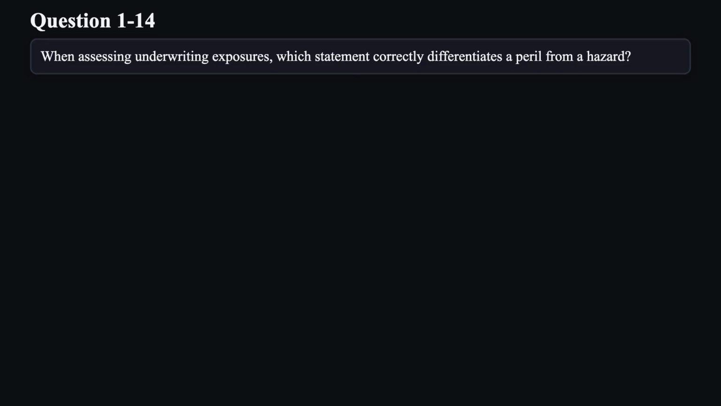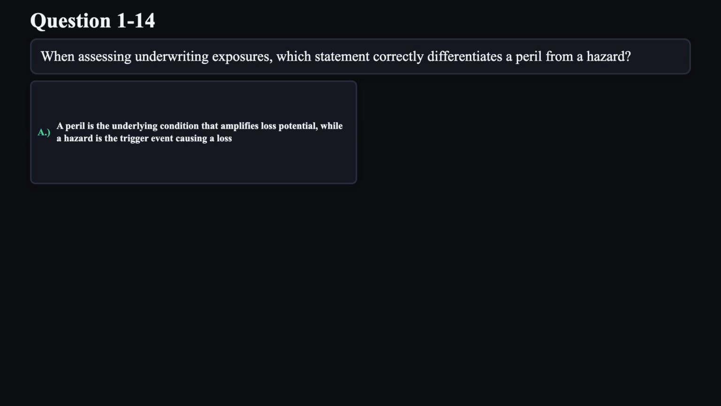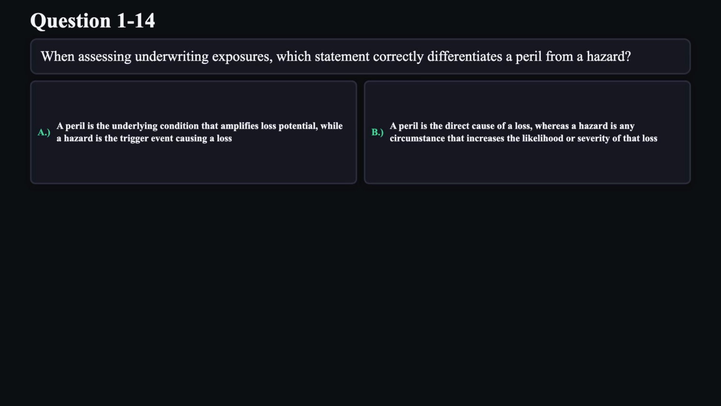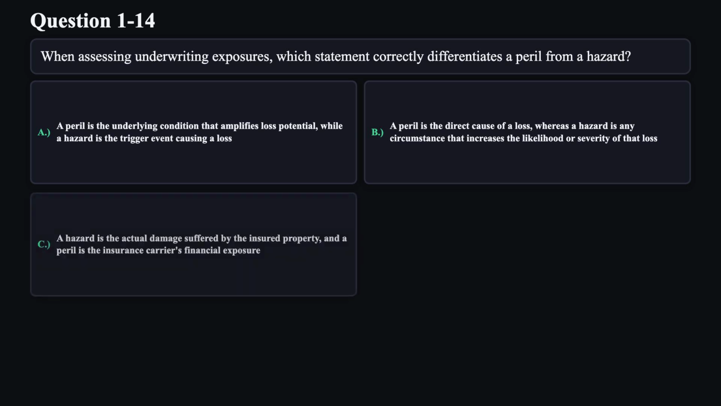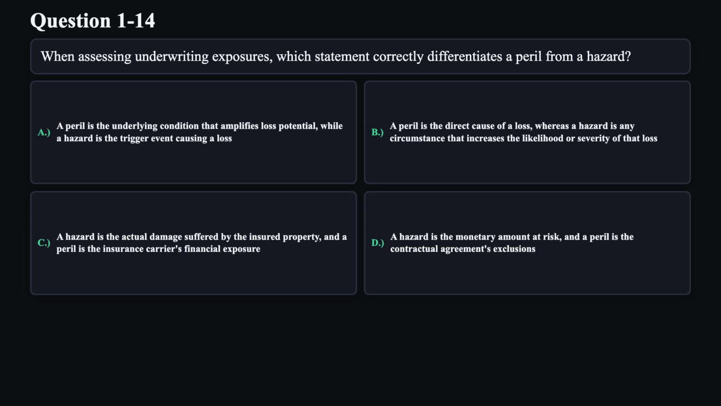Question 14. When assessing underwriting exposures, which statement correctly differentiates a peril from a hazard? A. A peril is the underlying condition that amplifies loss potential, while a hazard is the trigger event causing a loss. B. A peril is the direct cause of a loss, whereas a hazard is any circumstance that increases the likelihood or severity of that loss. C. A hazard is the actual damage suffered by the insured property, and a peril is the insurance carrier's financial exposure. D. A hazard is the monetary amount at risk, and a peril is the contractual agreement's exclusions.